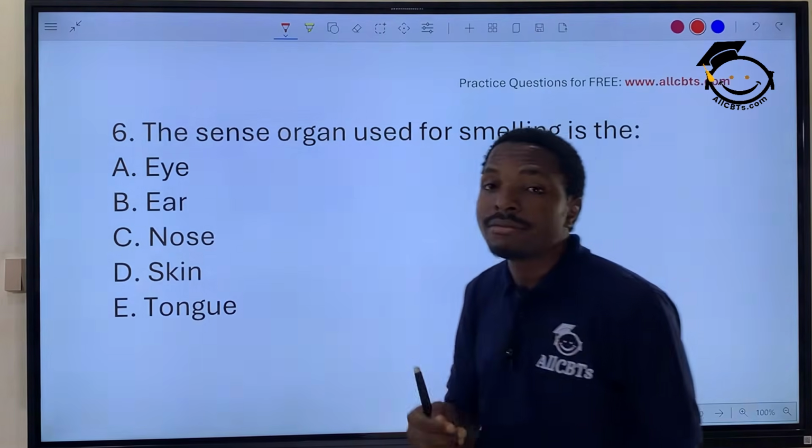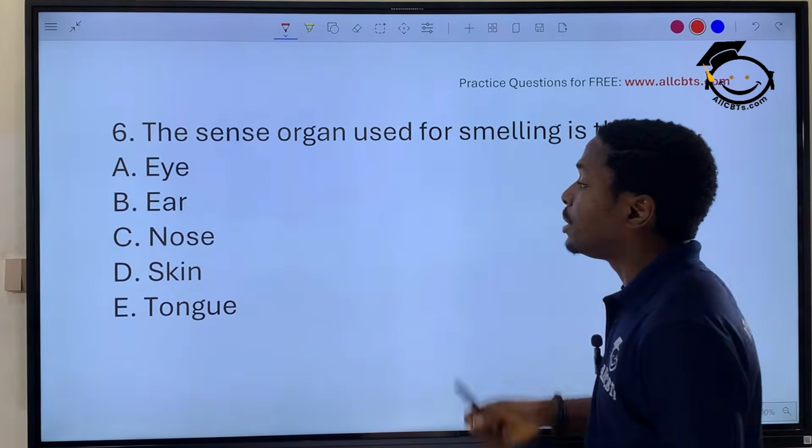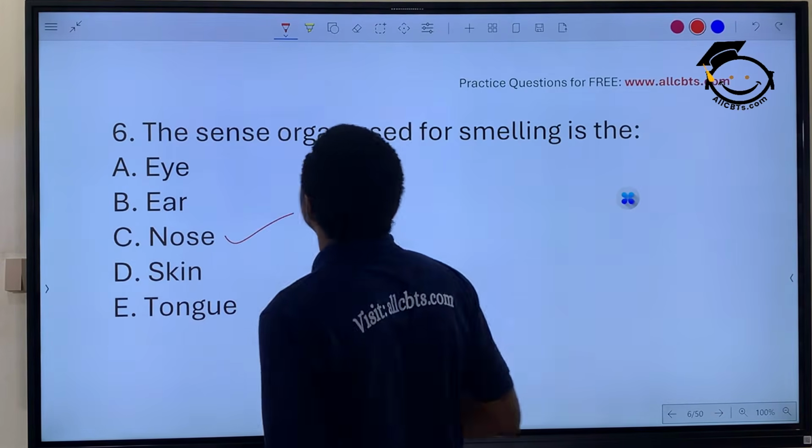The sense organ used for smelling is what? You have your eye for seeing, your ear for hearing, and your nose is for smelling.